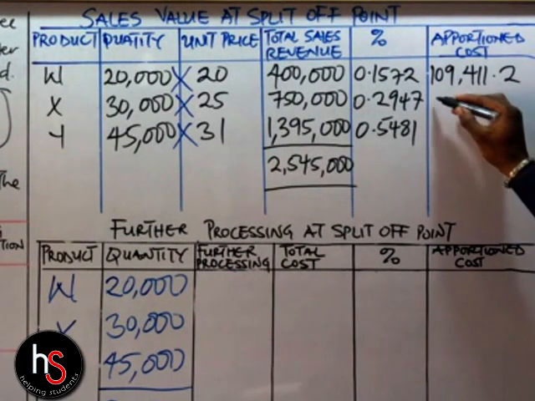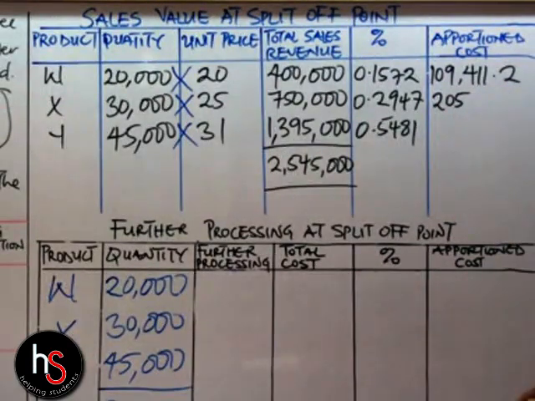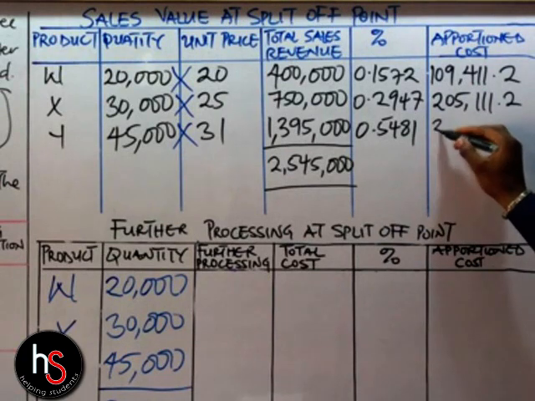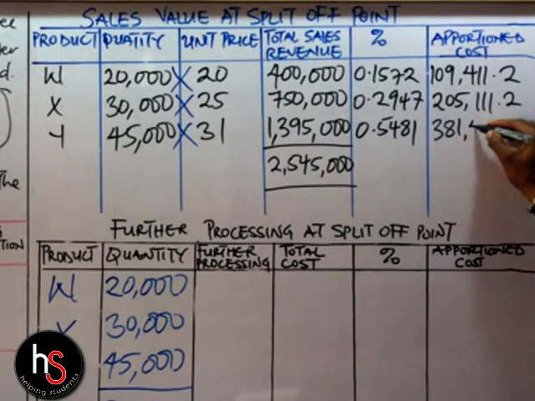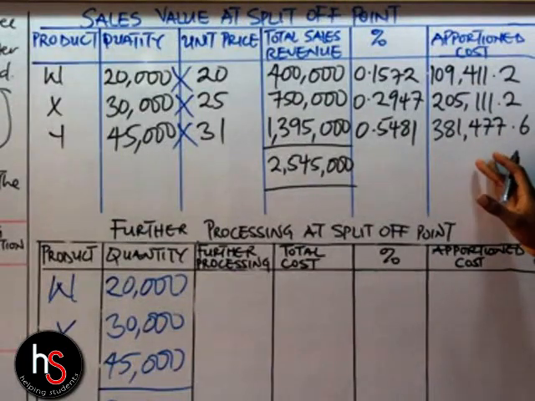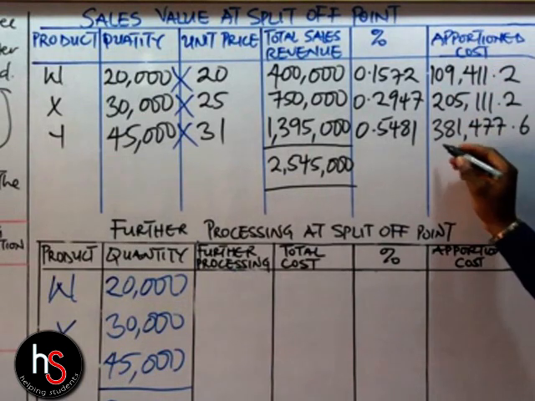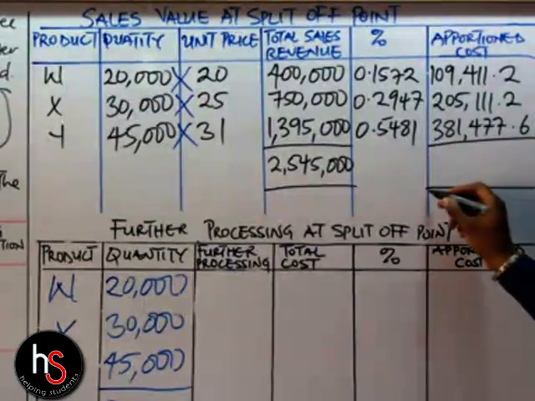For the next one, we have 205,111.2. And for the last one, we have 381,477.6. Okay? Now, once we are done with this, we now get the summation of everything.